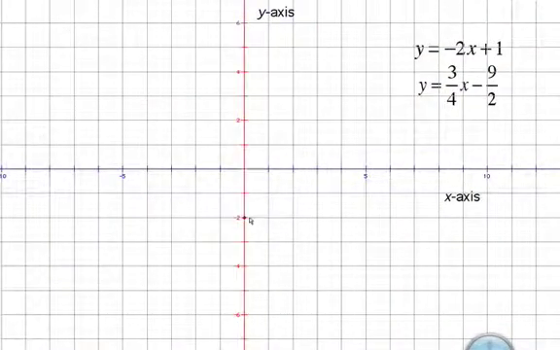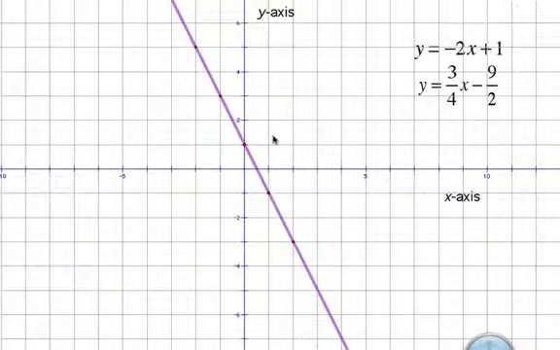If we're going to graph the first one, it's quite straightforward because here the y-intercept is positive 1, so we put a point at positive 1, and the slope is negative 2, so we're going to go down 2 over 1, put a point, down 2 over 1, put a point, and we can go up 2 over 1 and continue this way. So we'll draw that line now, and you should label this y equals negative 2x plus 1.